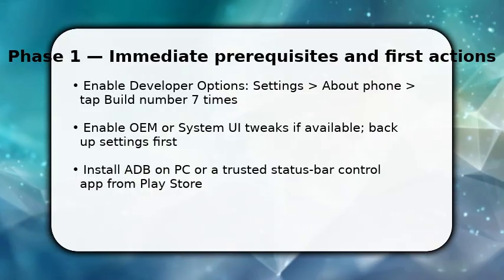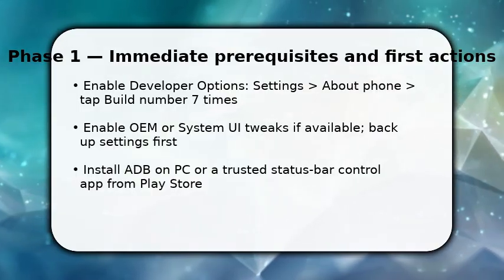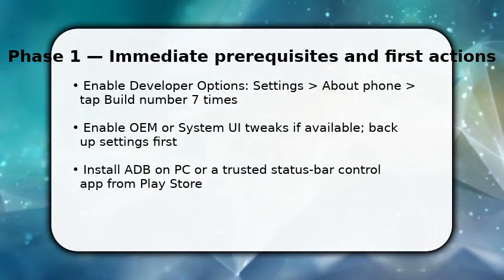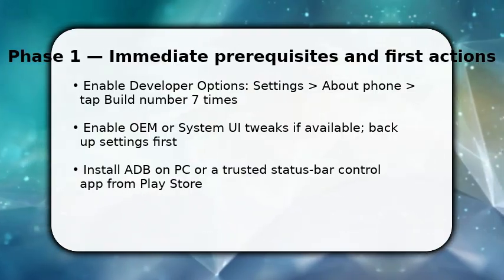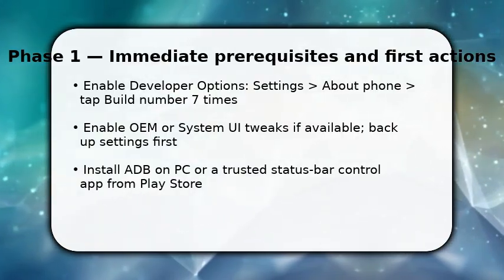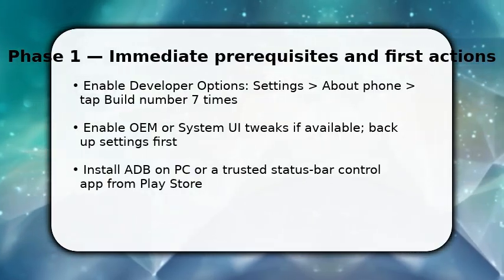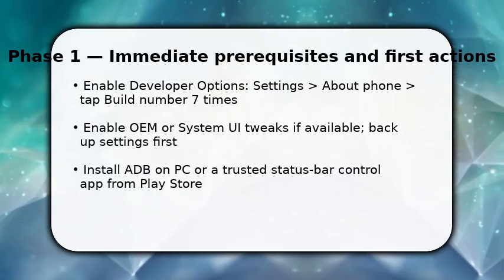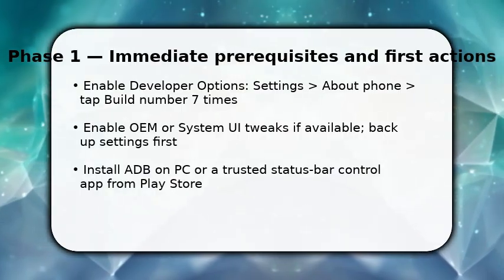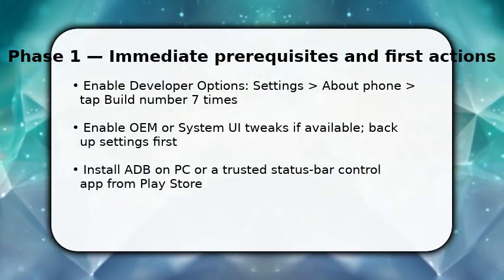Once done, install ADB on your PC or pick a reputable status bar app. Make sure you've backed up important settings first. You want immediate access to system commands. That's why USB debugging and ADB or an app with elevated permissions matter. Now connect the phone and confirm the PC recognizes it so you can run the first commands.